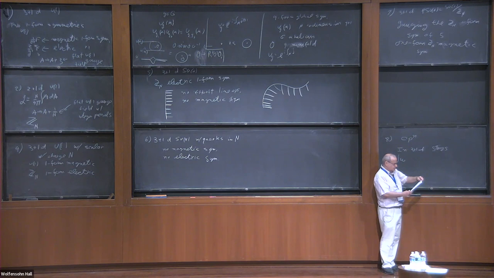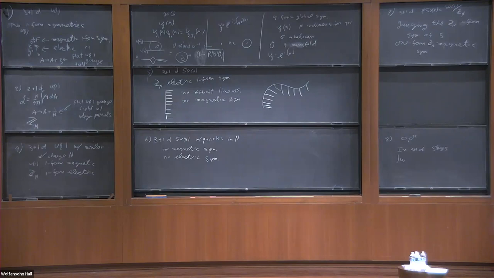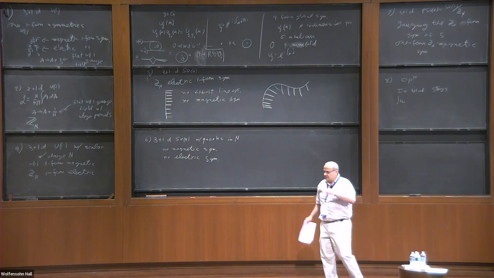Okay, that's the end of the kinematics. Now, why did I tell you all that? I went through 7 out of 8 examples that I prepared. Every one of them is a different higher-form symmetry. All of them were one-form symmetries. The example I skipped also had a two-form symmetry.